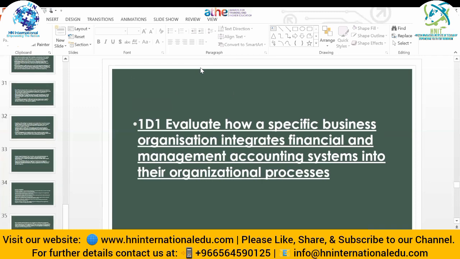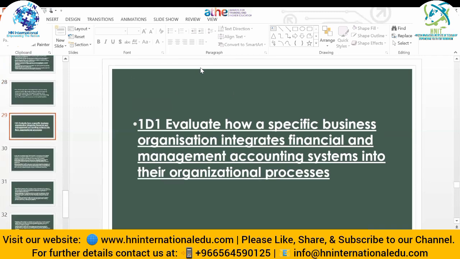Okay, then lastly, we are going to be covering the distinction part, and it will be the end of LO1. It states, evaluate how a specific business, in your case an SME, integrates financial and management accounting systems into the organizational process. That is, how XYZ business is using the financial and management accounting systems in their daily organizational process. That is, the day-to-day operational management, the expenditure management, everything is going to be included in this organizational process.